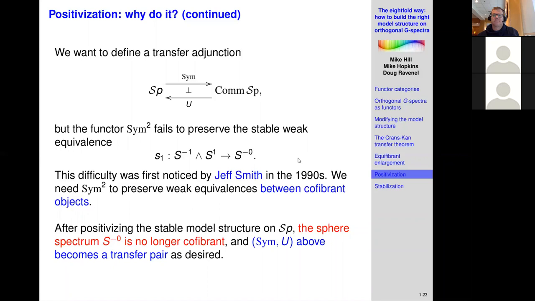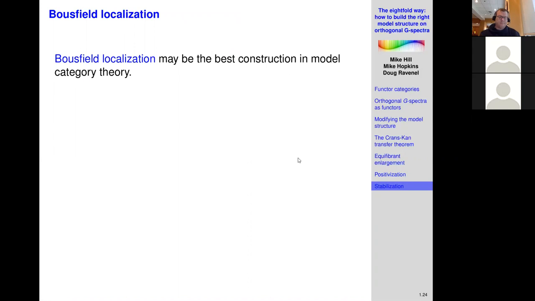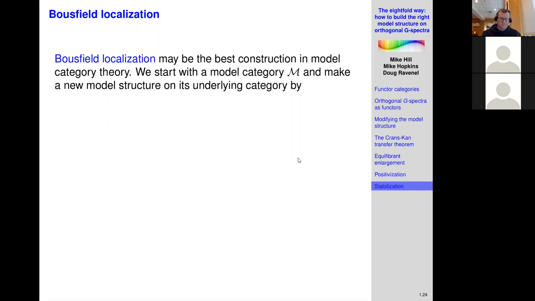Now, I've talked about two of my three constructions, equifibrant enlargement and positivization, and I still have some time to talk about stabilization, so I'm going to do that now. Stabilization, as I said, is a form of Bousfield localization, and Bousfield localization might be the best construction we have in model category theory. So I'm going to say some general things about it.